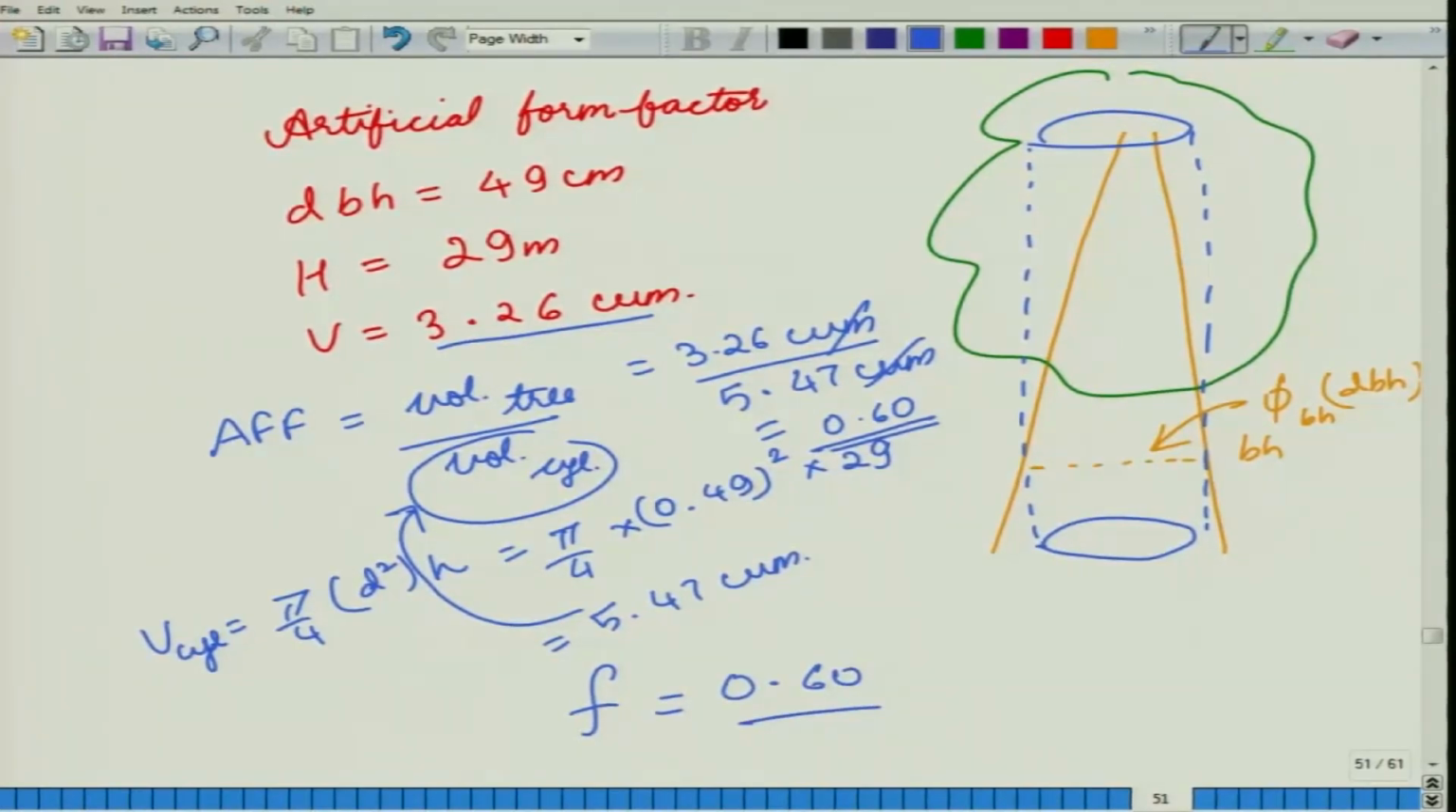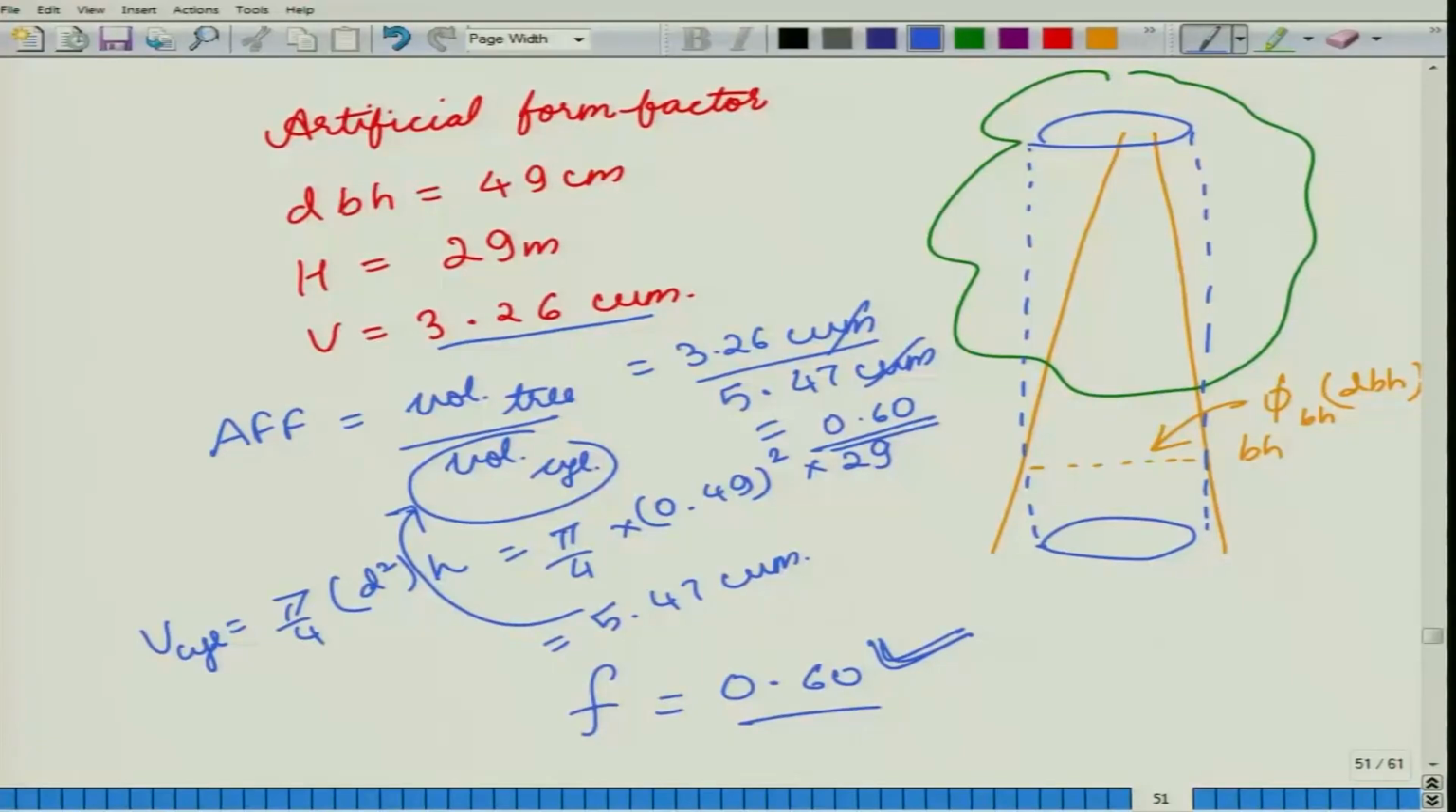Again, now how are we going to use these values? If we knew the form factors for a representative group of trees, and we can very easily measure the dBH and the height of a tree, we could use this form factor to calculate the volume of the tree.